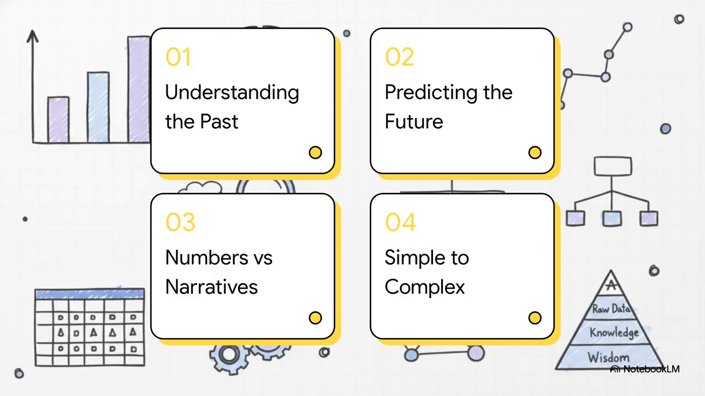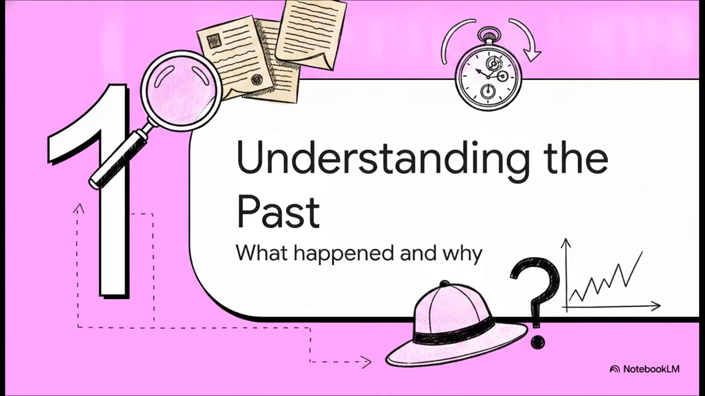To keep things simple and avoid cognitive overload, we've broken our roadmap down into 4 distinct phases. 1. Understanding the past. 2. Predicting the future. 3. Numbers versus narratives. And 4. Simple to complex variables. All right, kicking things off with phase 1, understanding the past. This is where we look back at what happened and why.